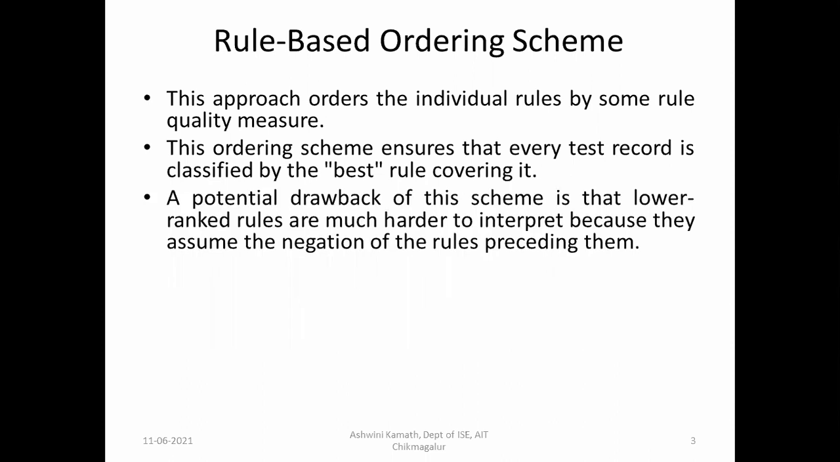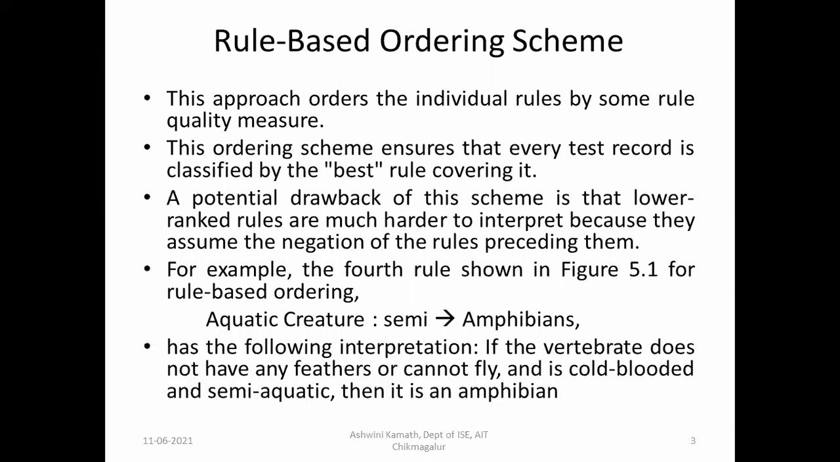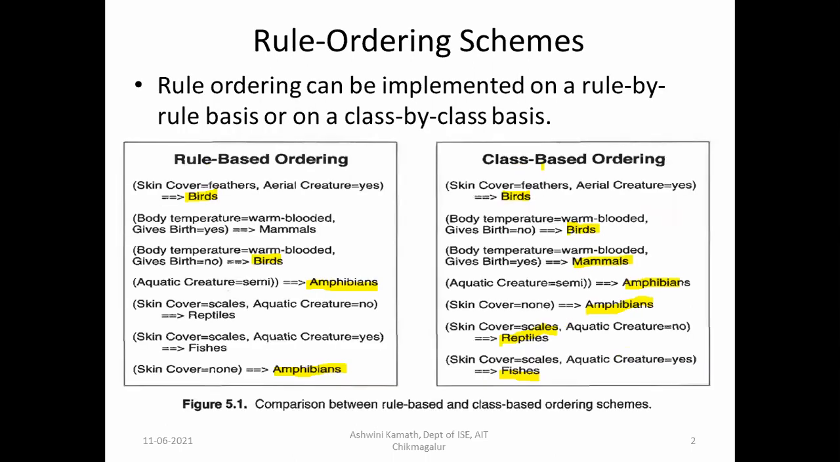So the rules which are below in the ordering, the lower ranked rules, will be harder to interpret because, for example, if we consider this one, aquatic creature is equal to semi, amphibians, the rules previous to it will all be considered negated. That is, if the vertebrate does not have any feathers or cannot fly and is cold-blooded and semi-aquatic, then it is an amphibian. So here it will negate the previous rules.